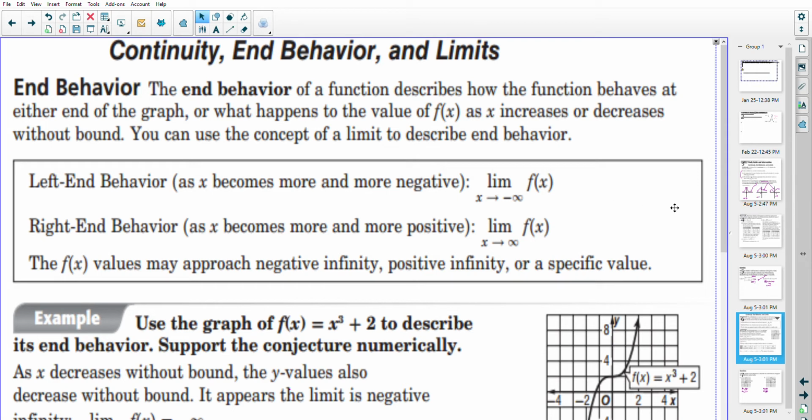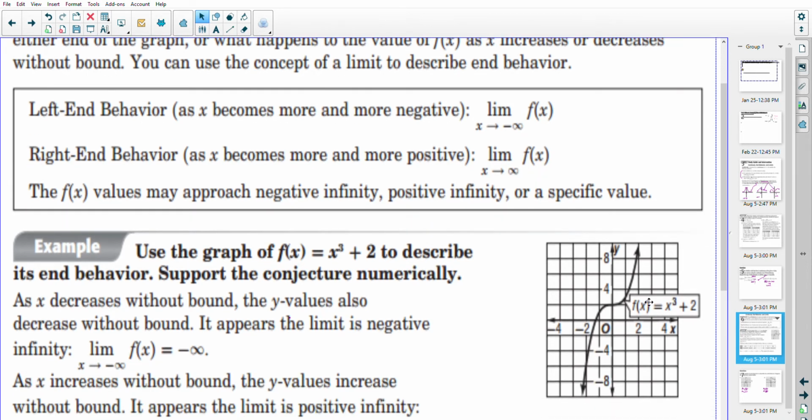What this notation means is that you're going to have the limit of f of x as x goes to negative infinity. That would be the left end behavior, and the limit of f of x as x goes to positive infinity. In other words, what is your f of x? What is your y equal to as x goes further and further to the left? And the same idea to the right.